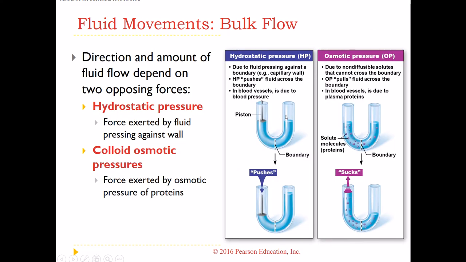So bulk flow, the way fluid moves, when it moves, and how much it moves, is dependent on two types of forces: what we call hydrostatic forces and what we call osmotic forces, specifically colloid osmotic forces. Hydrostatic pressure is literally water pressure. It is the pressure exerted by the fluid against a wall. So blood pressure is a type of hydrostatic pressure.